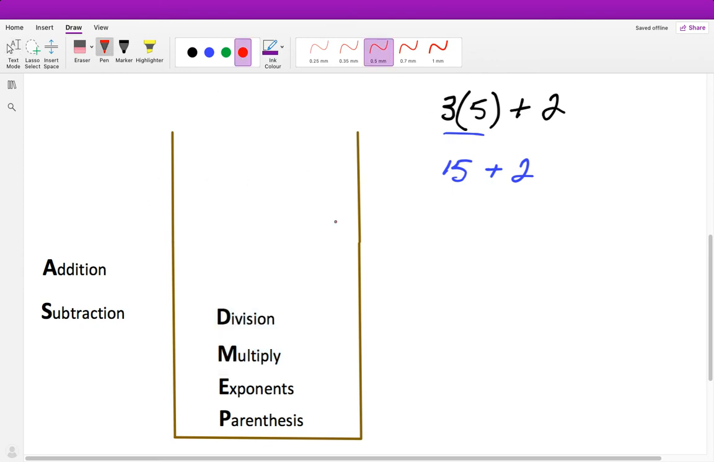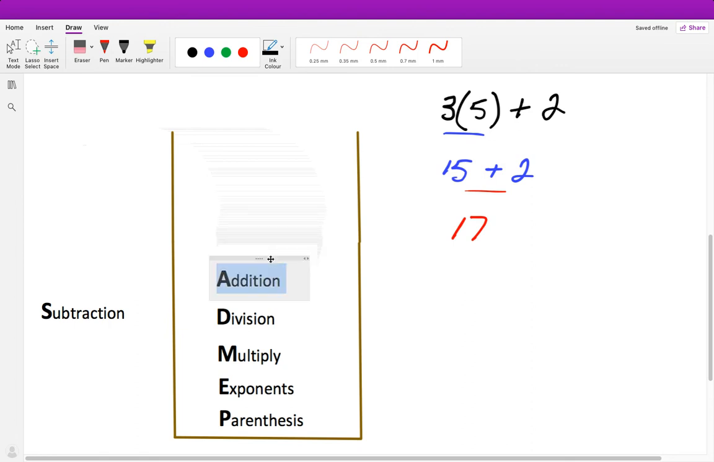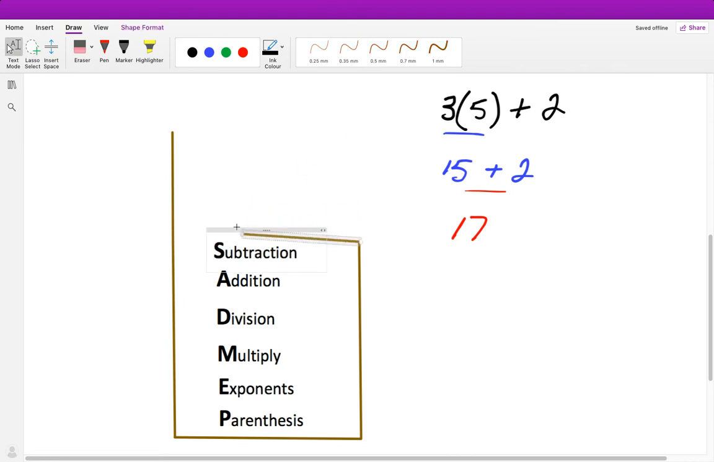And then we look and see, is there any addition or subtraction? Well, there is addition, so we can go ahead and do 15 plus 2, which is 17. So we know that the expression 3 times 5 plus 2 is equal to 17, and that we finished it with our addition. Right, and then there is no subtraction for us to do. So we can go ahead and put this inside of our box, and we can just act like we're closing the lid on this box.